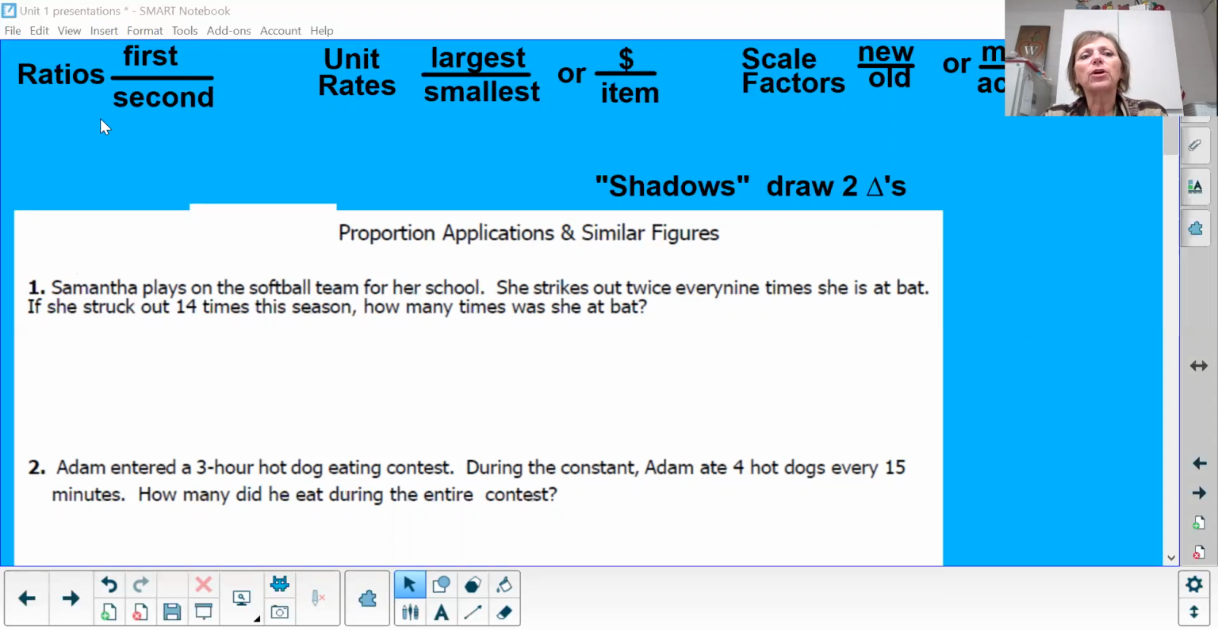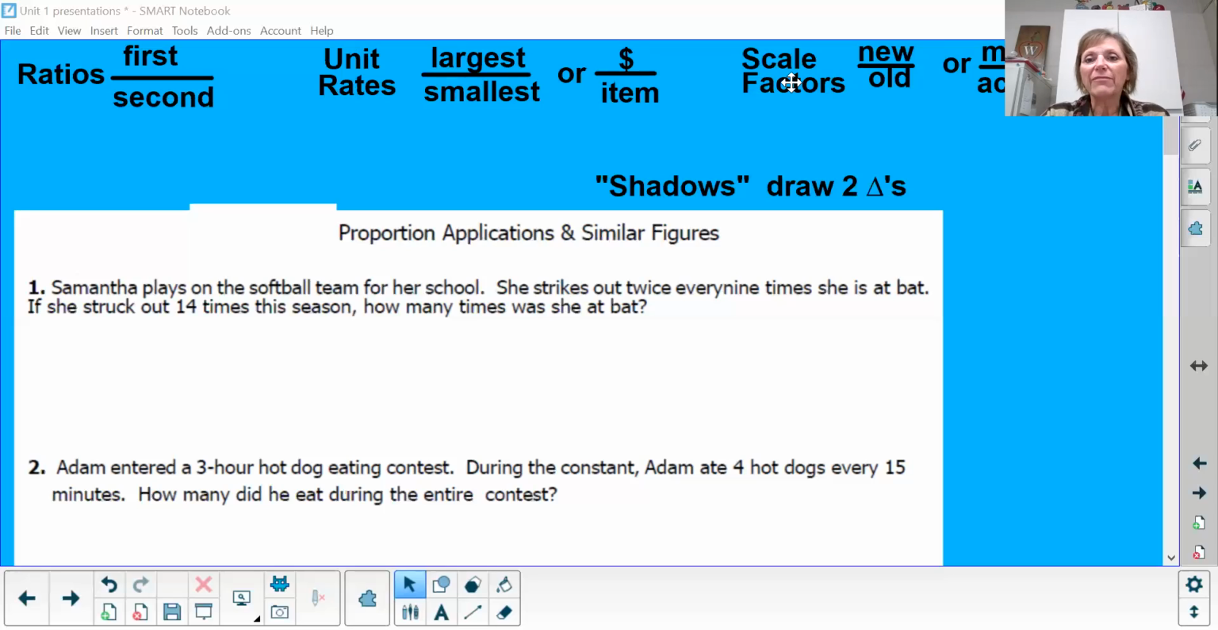Very early in the year, we learned about ratios. Some people are getting these two mixed up, so I'll put it that way. When it asks for a ratio, you want to put the first number over the second number and not necessarily the largest over the smallest. When we learned unit rates, that's when we started putting the largest number over the smallest, or if there's money, it always goes on the top. So again, that was with unit rates.